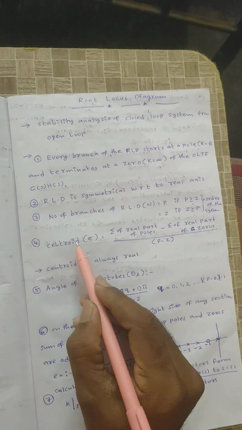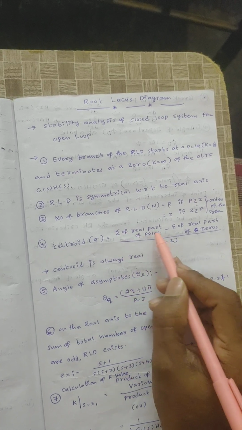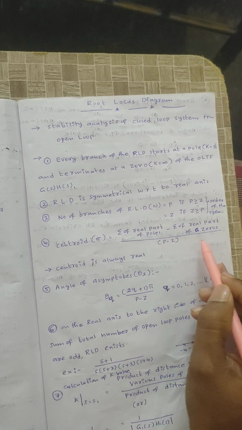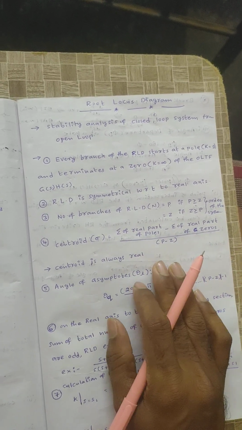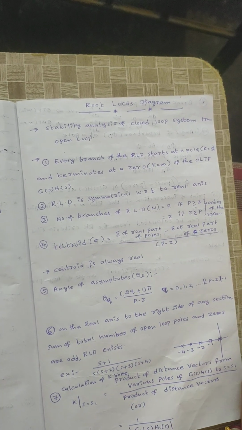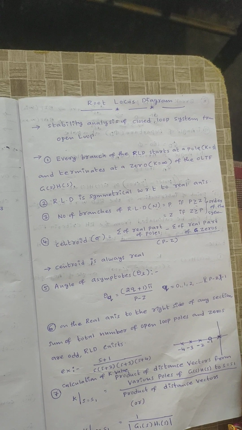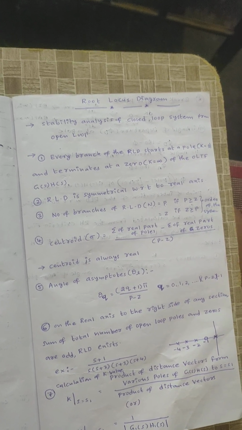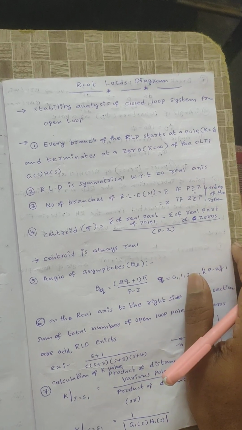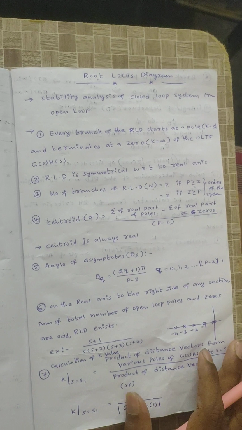Next, the centroid. The centroid is nothing but the sum of the real parts of the poles minus the sum of the real parts of the zeros, divided by P minus Z. This centroid, sigma, is always present on the root locus diagram. Based upon the values we get from this, we can identify the centroid. This centroid value is always real.